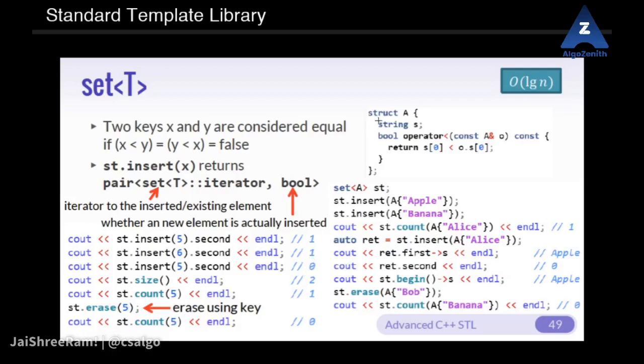So if you want to create custom structures inside the set, you can create a struct with the ordering defined. This is very important, and once you define that for that struct, you can create a custom set of those particular struct objects as well. Okay, so you can insert, you can iterate, you can erase, you can count, and so on, right?